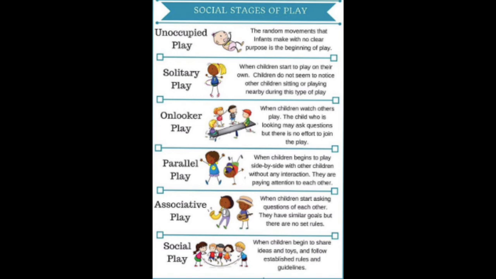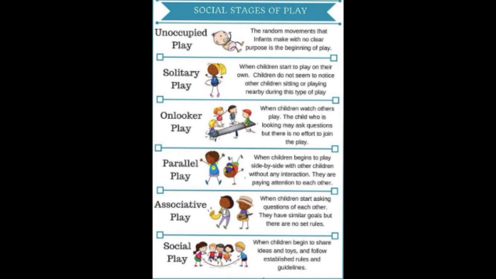Finally, I'm going to share with you the social stages of play. These are the stages which your child will move through, and they're all completely normal. The first stage is unoccupied play. This is the random movements that infants make with no clear purpose in the beginning of play. So this is when a little baby is just making noises, playing with the toys in front of them with no real motives.